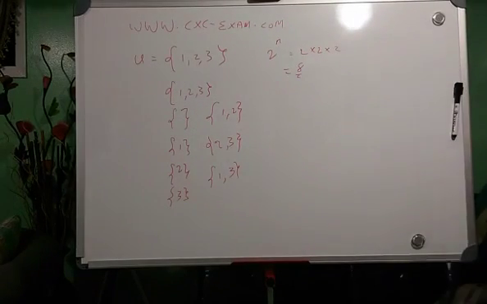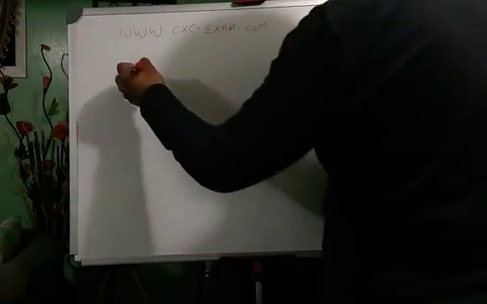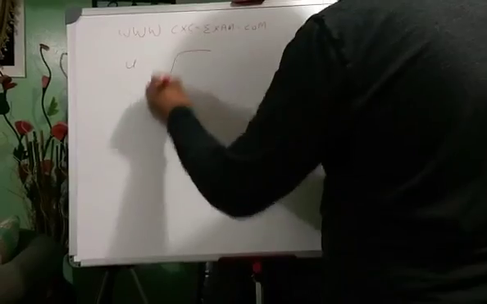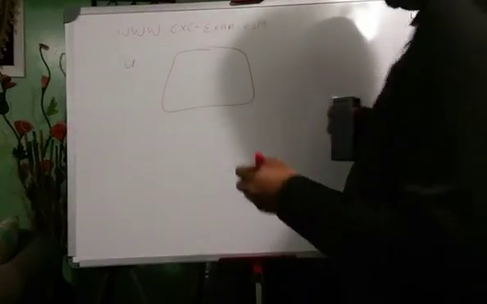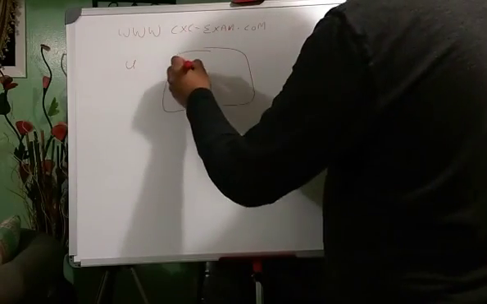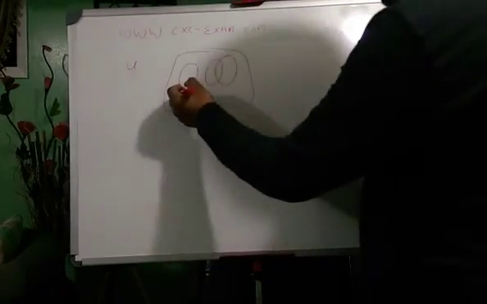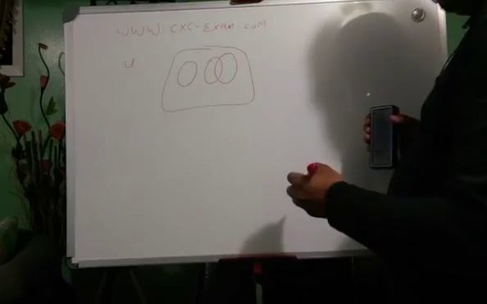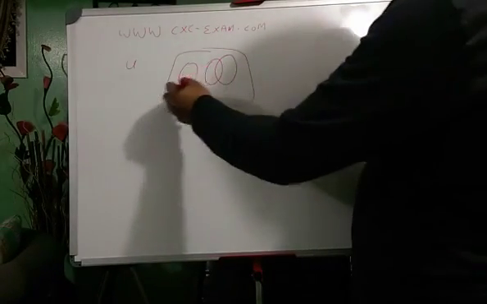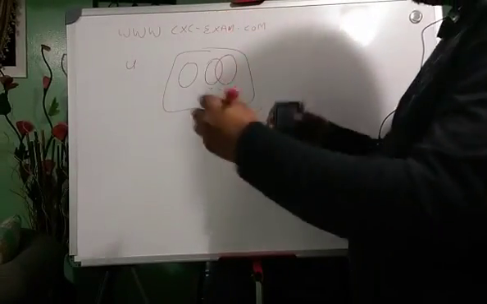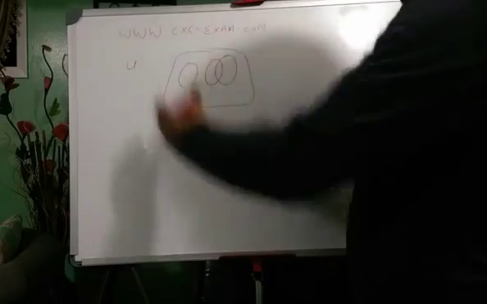Alright? So let us recap what we have so far. We have the universal set, which is everything in the set. And then we have subsets, which can be drawn in here. Alright? So the subset is a smaller set that can be found in the universal set.